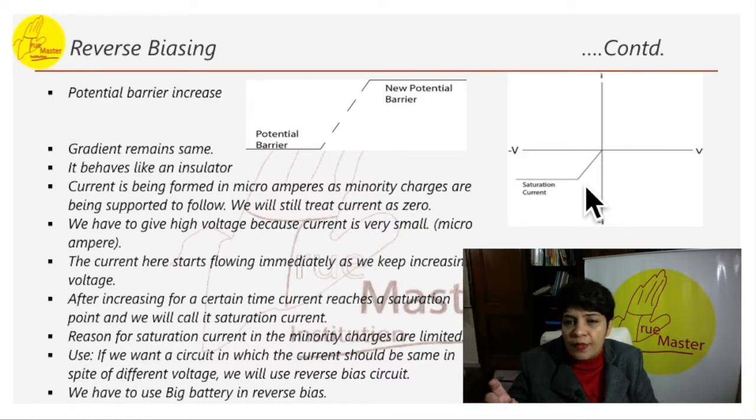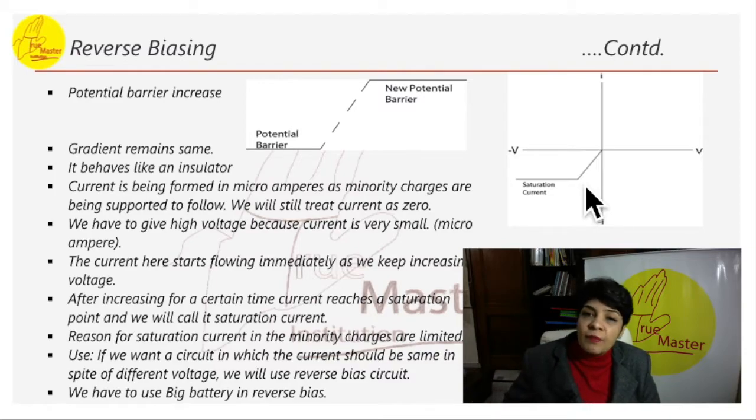So fewer electrons are there in the p type. Those were allowed to flow, and after a certain point, called the saturation point, there are almost no electrons left, so they cannot flow. So this becomes a saturation current. The reason for saturation current is that the minority charges in the p type are limited.